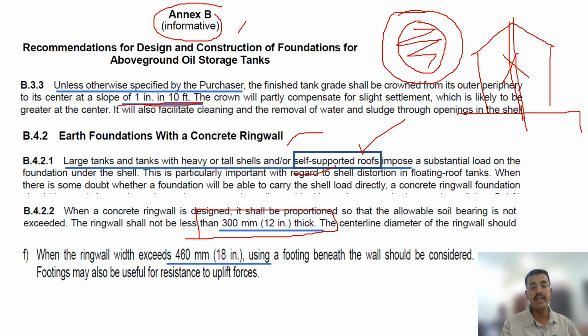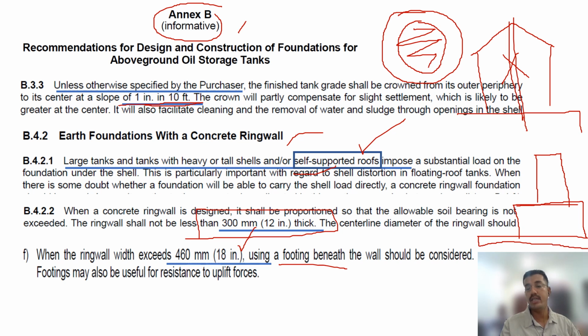When the ring wall width exceeds 18 inch, using a footing beneath the wall should be considered. Footing may also be useful for resistance to uplift forces. When they are saying footing, do you understand what is footing? The ring wall is a concrete structure like that. But beneath the main concrete structure there is another concrete structure, and we call it footing. Below that there is also another structure coming. It is not asked, I am just telling you. It is called blinding, footing, then the structure. So if it is more than 18 inch, then a footing is required. Okay, this is called footing.